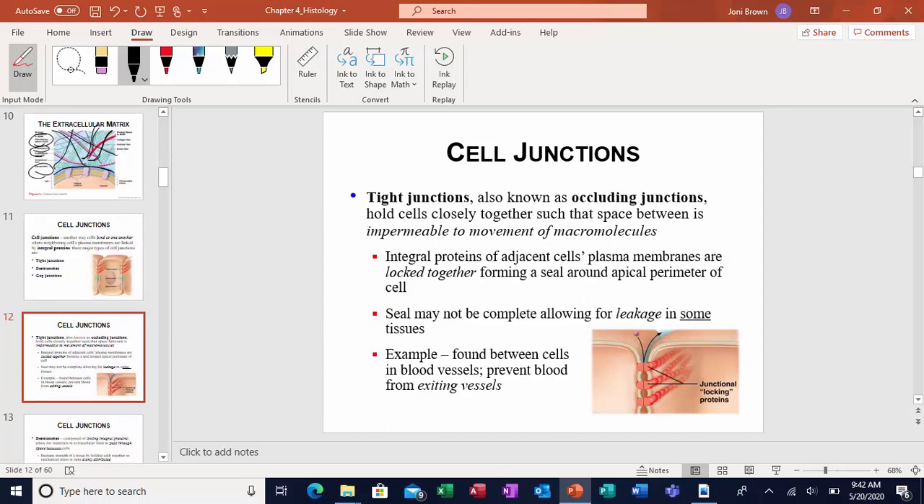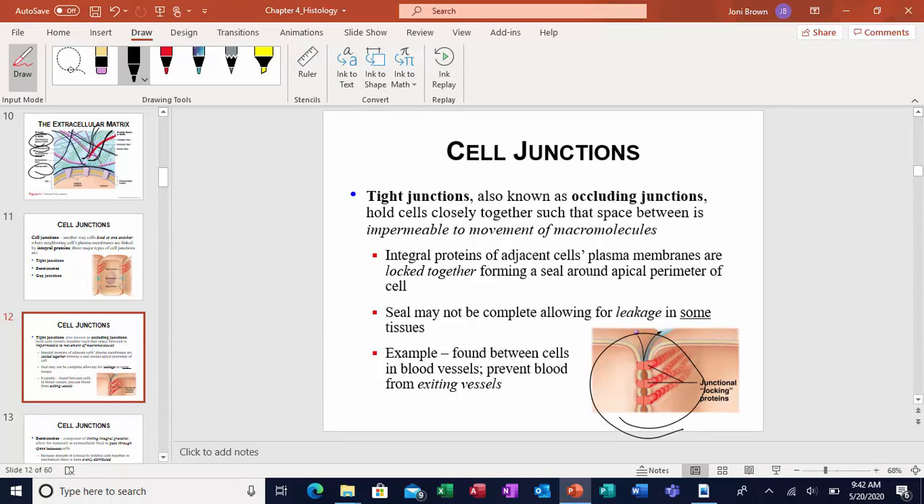Now, the tight junctions, they look like this, okay? They hold the cells really close together, and they're so close together that they're not going to let very much get through. There's not going to be a lot of movement happening from this cell over to this cell because of these very tight junctions here. And there may be some leakage, but you find this in the cells of your blood vessels. And that's what keeps your blood in your blood vessels. It can't get out. The blood cells are too big to get out.